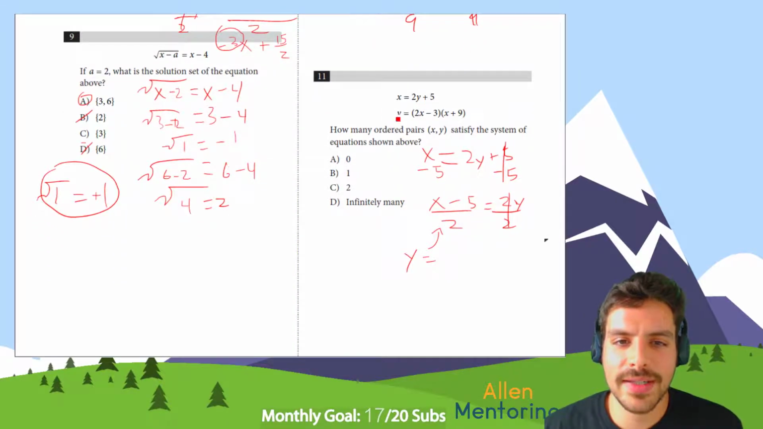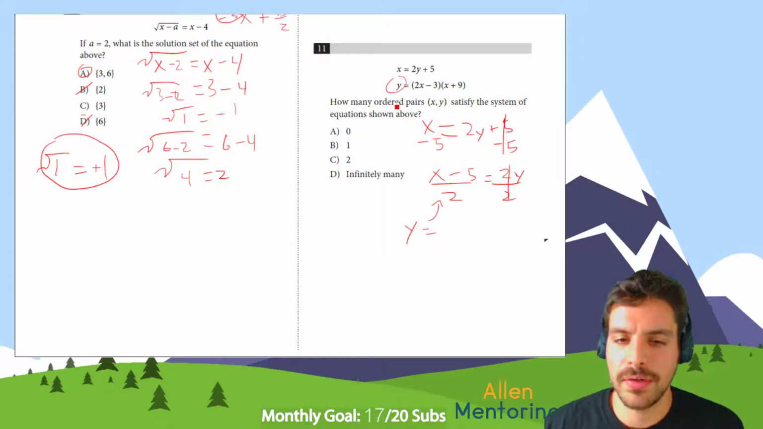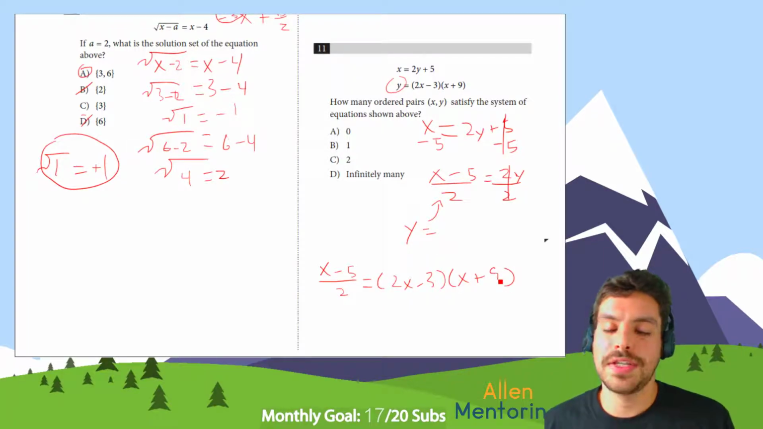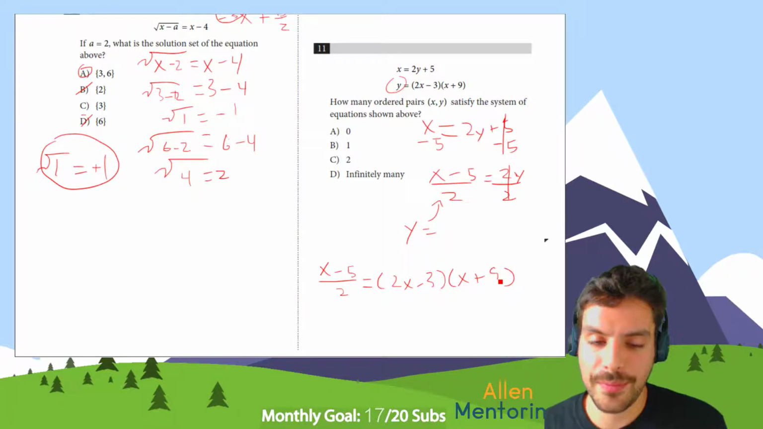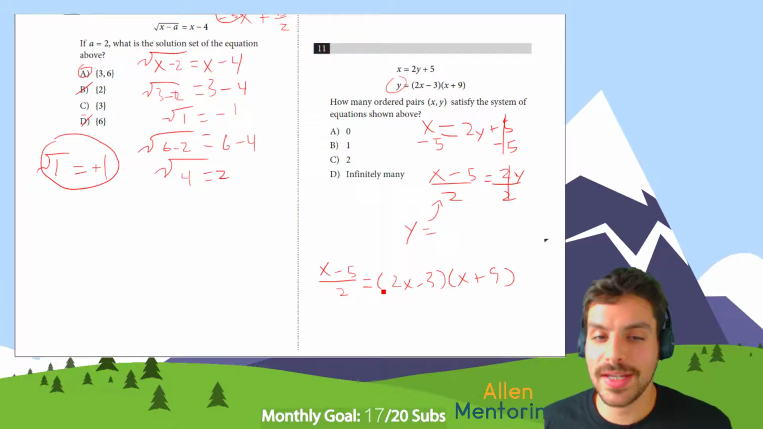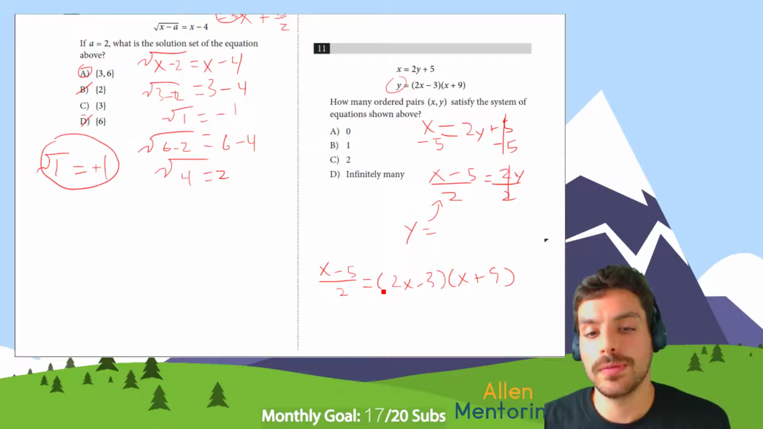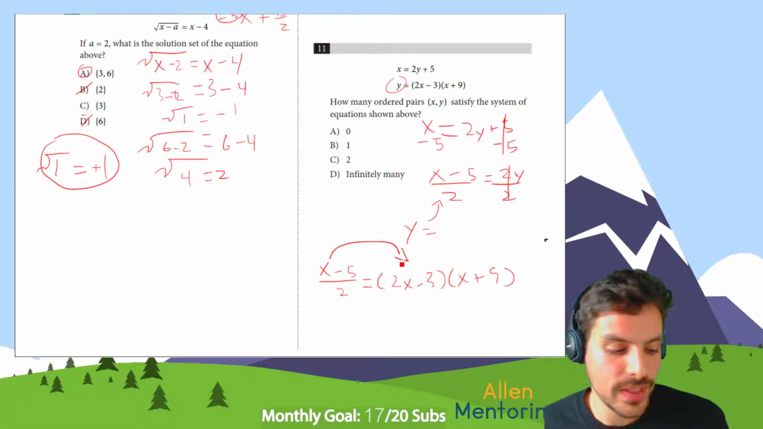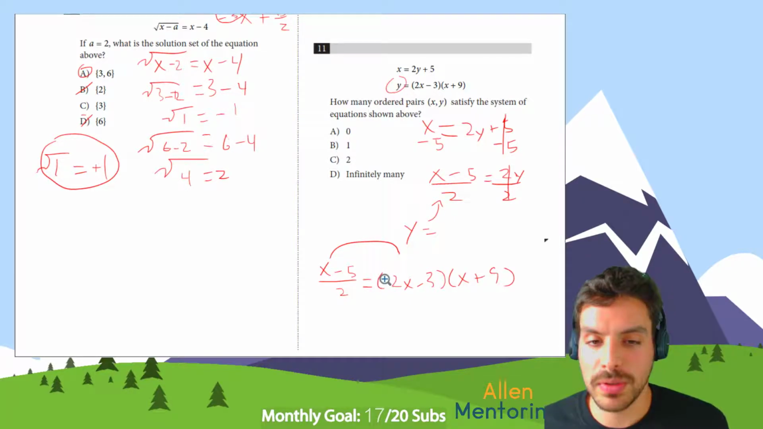Now I'm going to take that and plug it in for this y here, right? I'm substituting. So (x minus 5) over 2 is equal to (2x minus 3) times (x plus 9). These are the steps I would take to actually solve the problem. What we want to do is expand it and set everything equal to 0. We want to FOIL this, then bring this to the right side and have it all equal to 0.